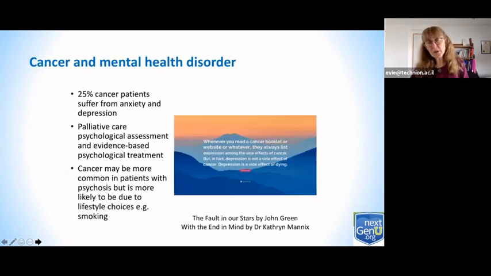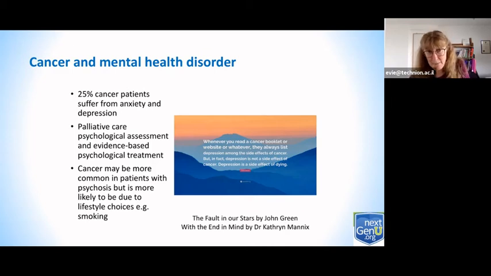And let's, last but not least, look at cancer and mental health disorder. Now, 25% of cancer patients suffer from anxiety and depression. This is an important quote I'd just like to read to you from a book called The Fault in Our Stars by John Green, where he wrote, "Whenever you read a cancer booklet or website or whatever, they always list depression among the side effects of cancer. But in fact, depression is not a side effect of cancer. Depression is a side effect of dying."